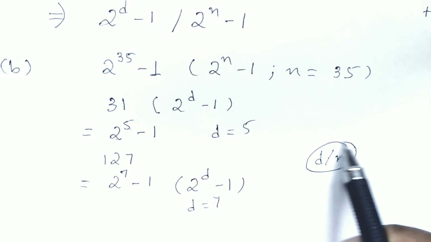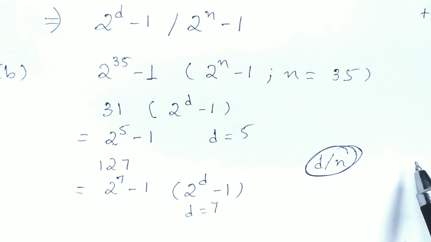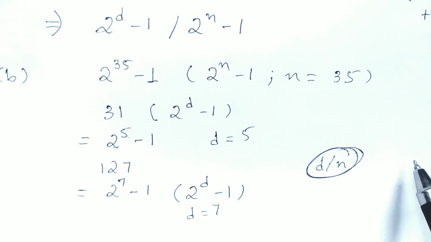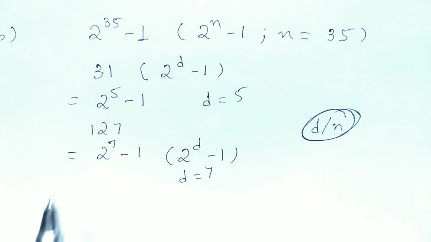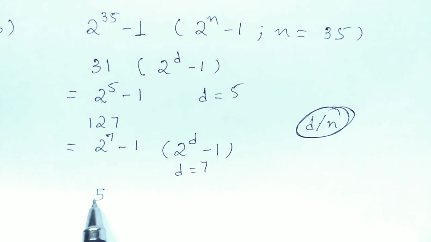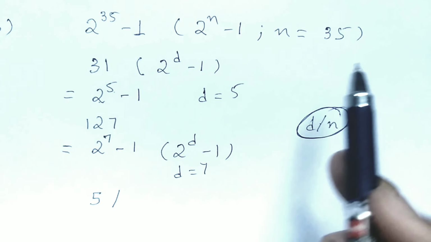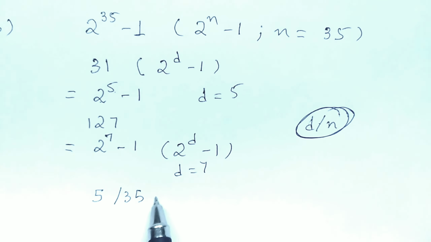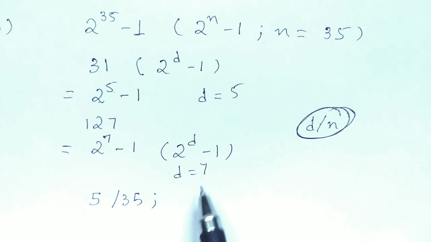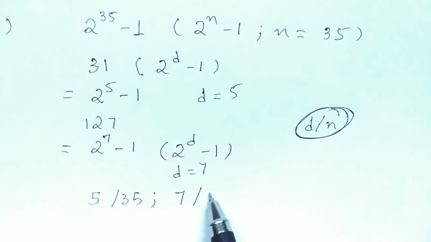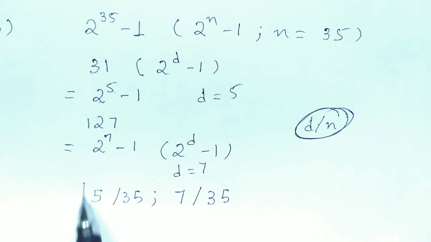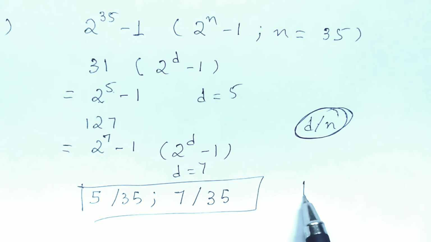If we can show this, then we can conclude that 2^35 minus 1 is divisible by 31 and 127. So from this part, D is 5. Does 5 divide 35? Yes, it does. And for the second one, does 7 divide 35? Yes, it does. So we see that D divides N.